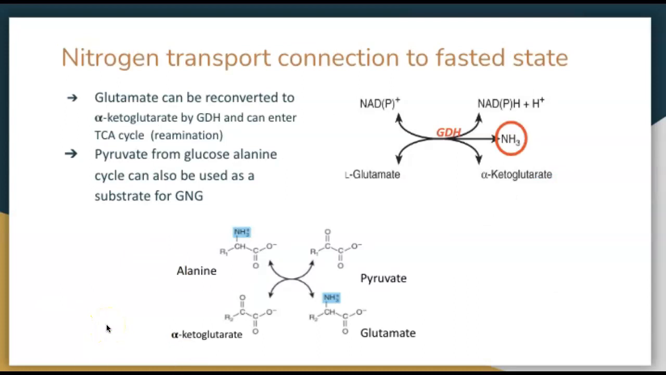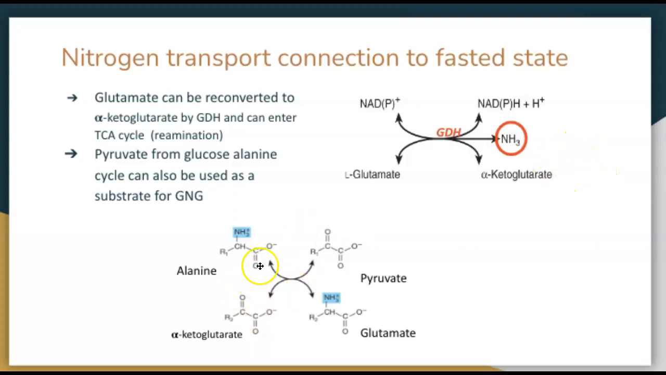So the connection of nitrogen transport to the fasted state. I talked about this before, about how glutamate can turn into alpha-ketoglutarate by glutamate dehydrogenase. So we can repackage the ammonia with the alpha-ketoglutarate and turn it back into glutamate, or vice versa. So it all depends. When we're unpackaging glutamine back into glutamate, we can put it back through this reaction and turn it into alpha-ketoglutarate, which can then go into the TCA cycle. So it can be used as a substrate.